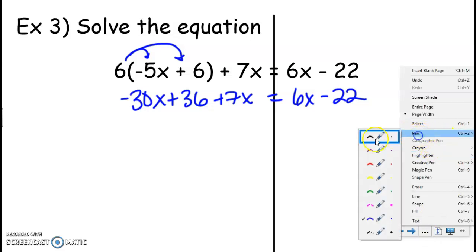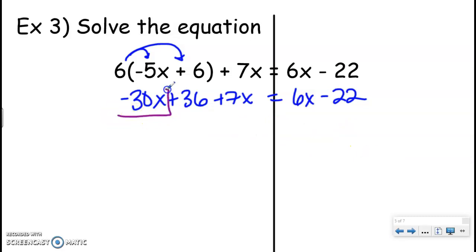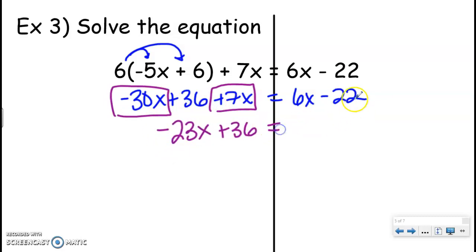First step there. Second step is to go ahead and combine like terms on the left side. So I have negative 30x and positive 7x. So if I combine those together, I get negative 23x. My 36 is going to stay where it's at. Third step is to combine like terms on the right side. I don't have any, so I'm going to bring that straight down.